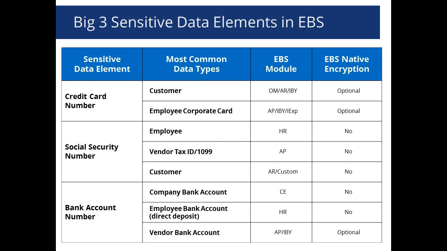So when we talk about each element, you also have to remember that when I talk about credit card numbers, there are multiple types of credit card numbers within the eBusiness Suite. For credit card numbers, most likely I'm using order management. I've got my customers' credit card numbers. However, I might also have employee corporate credit card numbers. These are the credit cards that are issued to the employees. Those are stored in a different location within the eBusiness Suite.